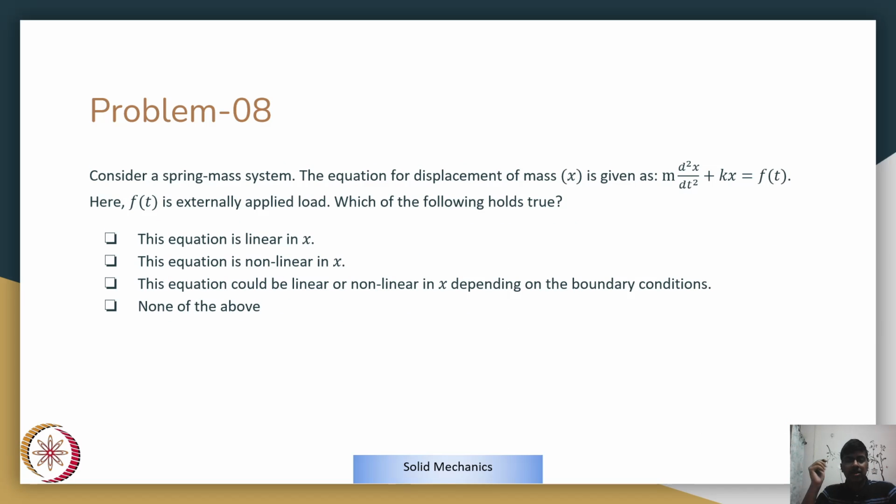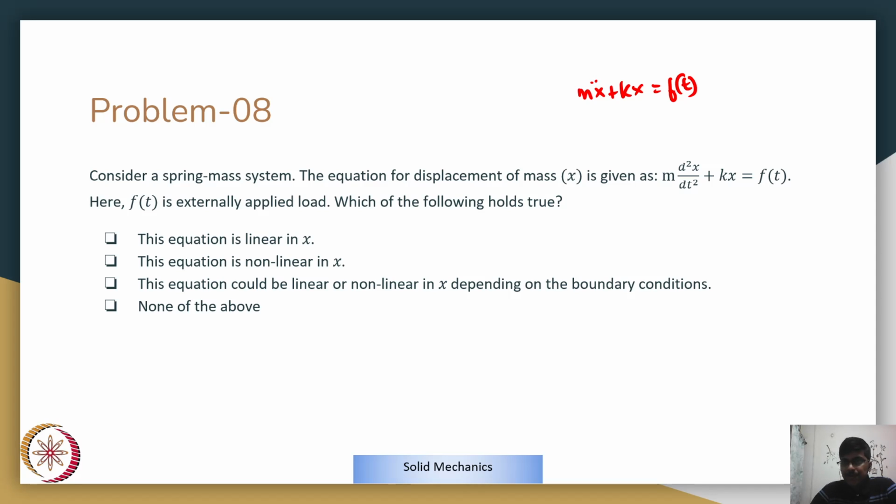Problem number 8. Consider a spring mass system. The equation for displacement of the mass, denoted by x, is given as m times the second derivative of x with respect to t plus kx equal to f of t. Here f of t is the applied load. Which of the following holds true? This equation is nothing but m x double dot plus kx equal to f of t, and we are asked if this equation is linear, non-linear, or anything like that.